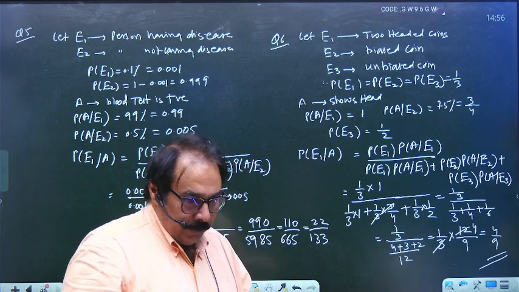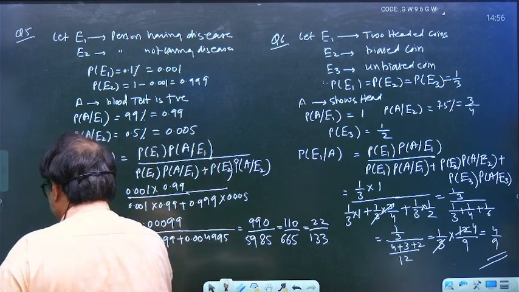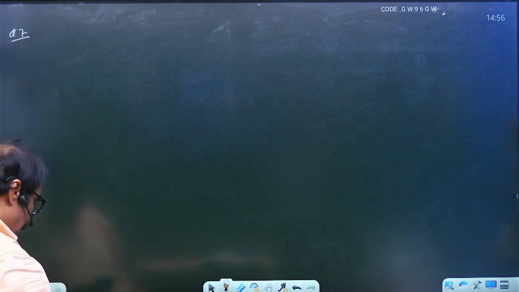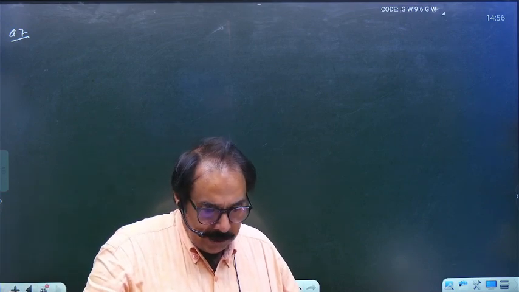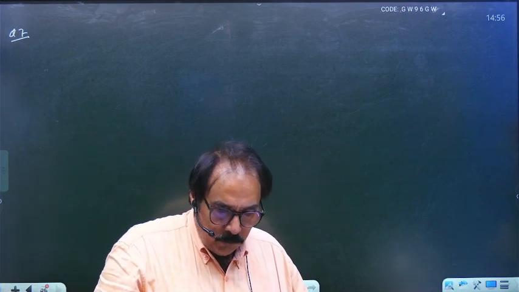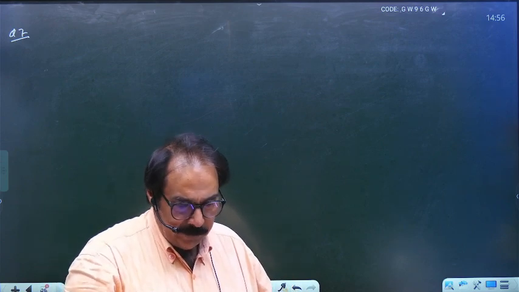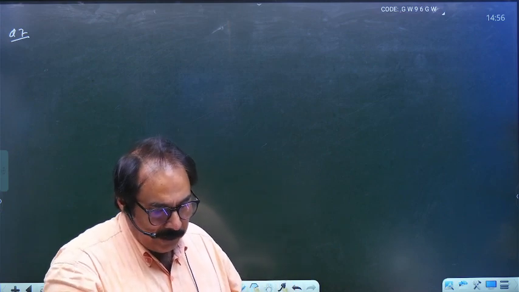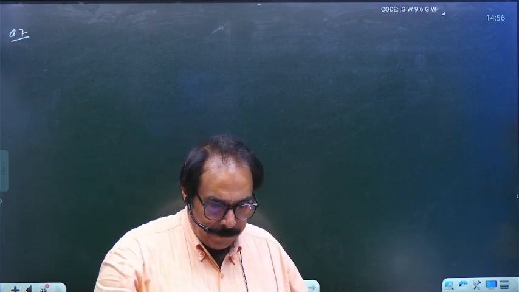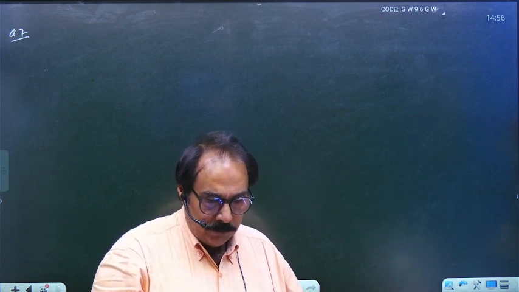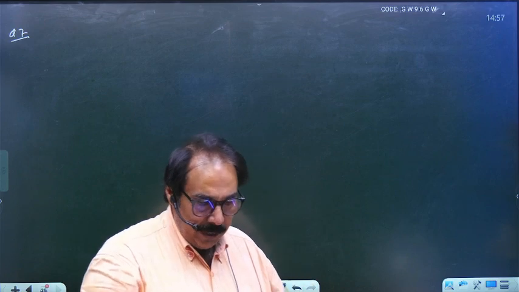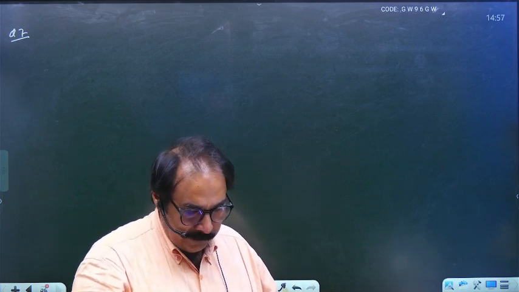Okay, so the question number 7 is: an insurance company insured 2,000 scooter drivers, 4,000 car drivers, and 6,000 truck drivers. So there are three types of drivers: scooter driver E1, car driver E2, and truck driver E3. Then find the total and then find their probabilities.